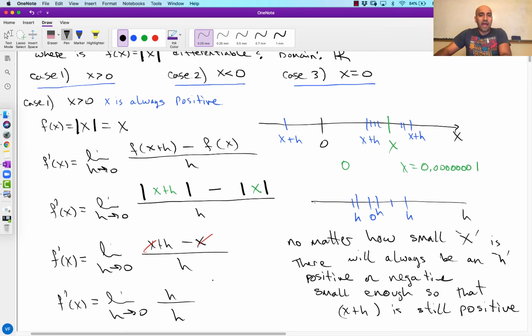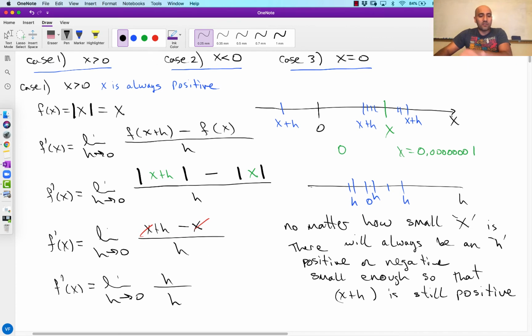Remember that we don't actually ever let the h equal 0. We want to get infinitely close to 0, but never actually equal to 0. So we're not really dividing by 0. These things cancel. They become 1. And so that's what our derivative is going to be. This whole thing just equals positive 1. So the derivative is always going to be positive 1 when x is positive. That takes care of case 1.